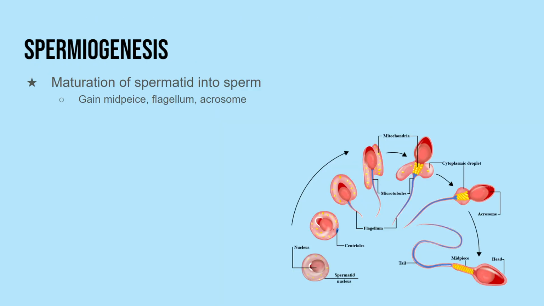Going into a little more detail on this spermiogenesis process, we mature from the spermatids to the sperm or spermatozoa cells. This is when we gain the midpiece, flagellum, and acrosome of the sperm cell. So if you look at the bottom, right here you can see the flagellum, midpiece, and then acrosome is like the head part right there.